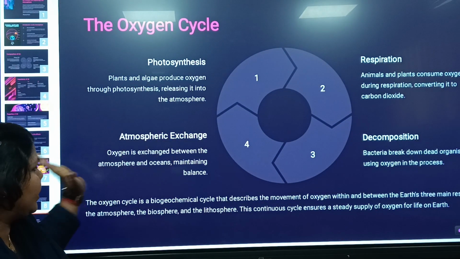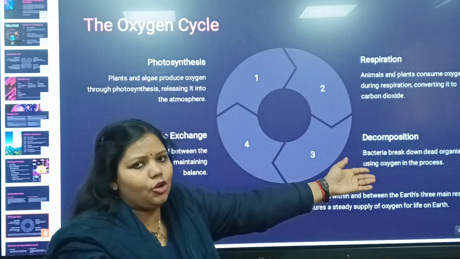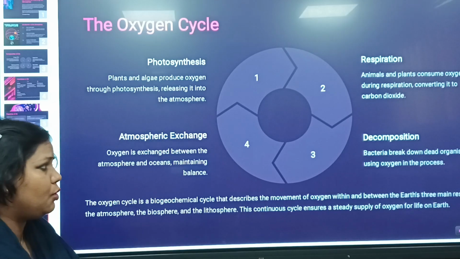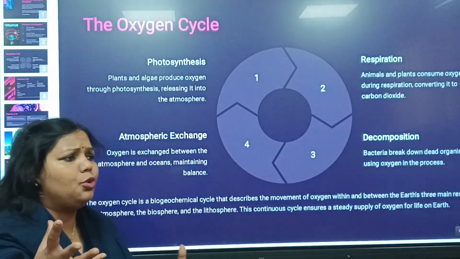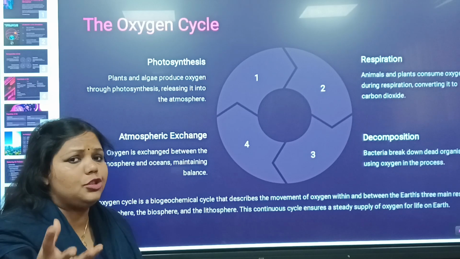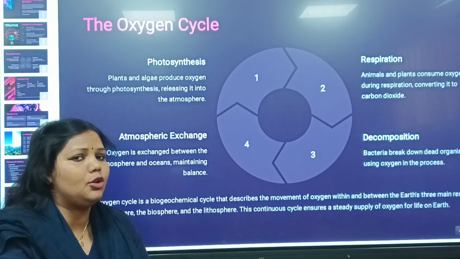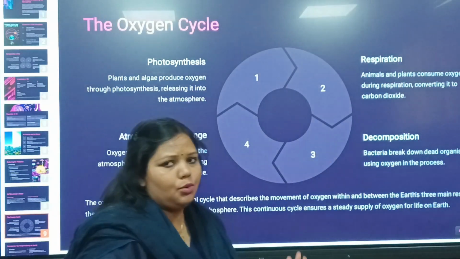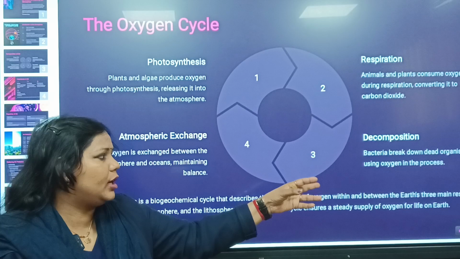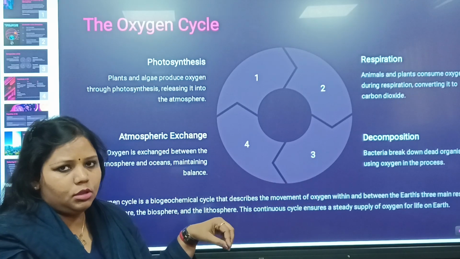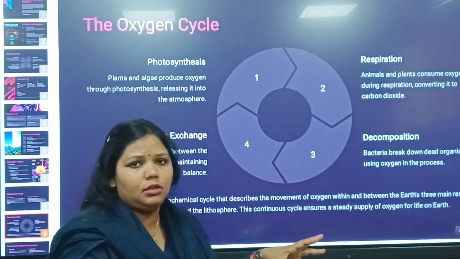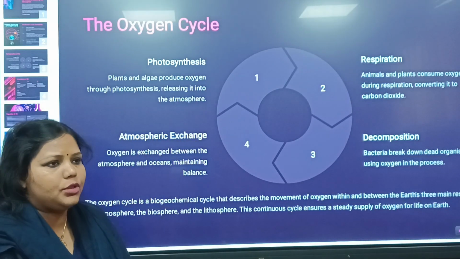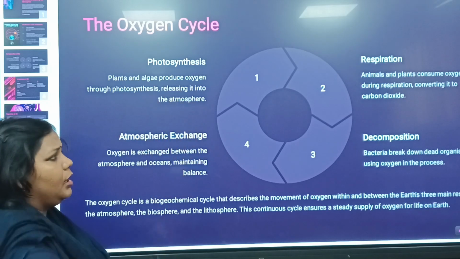Photosynthesis, atmospheric exchange, and then respiration, and then decomposition. If any body is dead, then what will happen? The scavengers, which we call vultures, crows, those animals, and the microorganisms which are feeding on the dead and decaying organisms are known as scavengers, and the microorganisms are known as decomposers. So they are eating those dead bodies and dead animals, and then they are breaking them down, and the carbon dioxide and gases which are liberated are taken up by the plants.